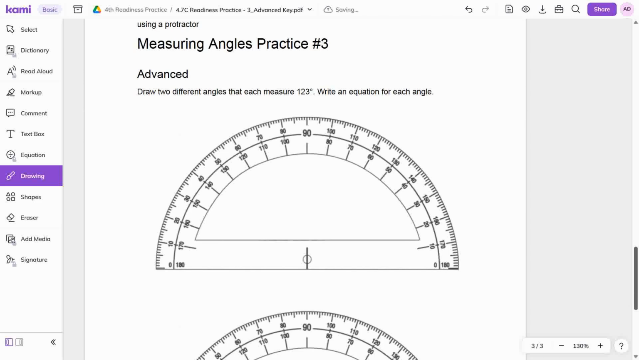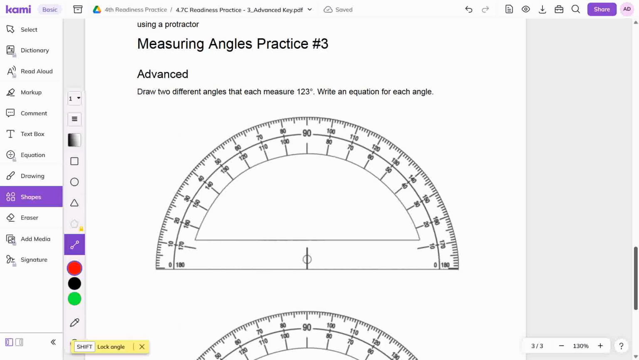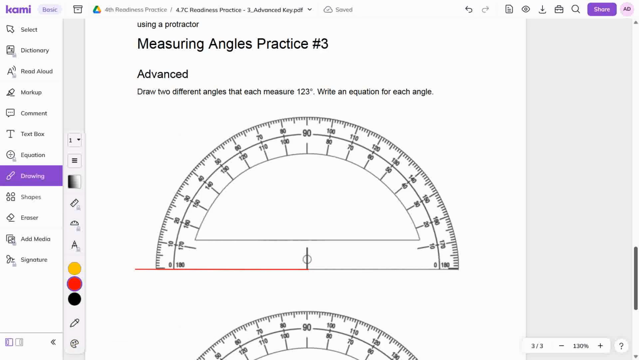And then finally, we need to draw two different angles. They're going to be big ones, 123 degrees. We need to write an equation, so we need to show what subtraction we use to verify. So the first one can be pretty simple. Let's start with one at 0, right? No need to make it harder than it needs to be. So let's get that a little bit too low. There we go. We want it to be right there on that line. So there's my 0.